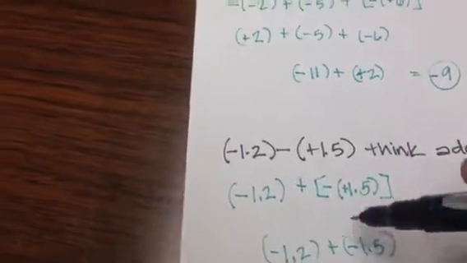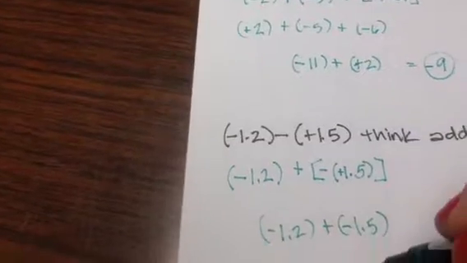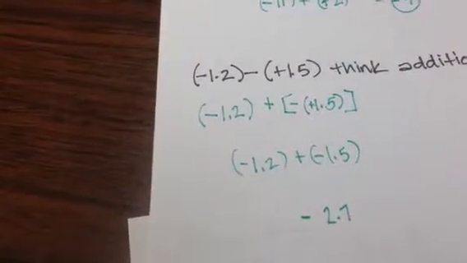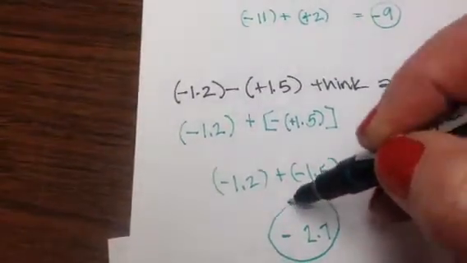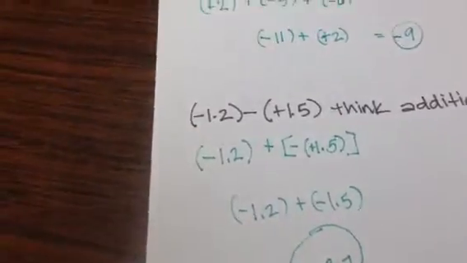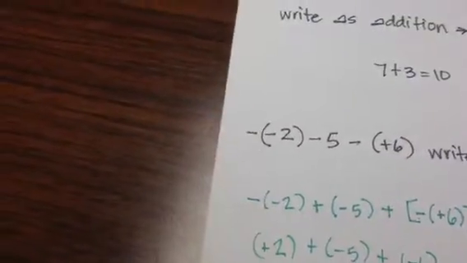I'm just going to add those together. They have like signs, so I know it's going to be a negative answer. And what's that going to be? 2.7, negative 2.7. Okay? This one was a little bit easier, right? Because we had both negatives. All right. On to your practice set.